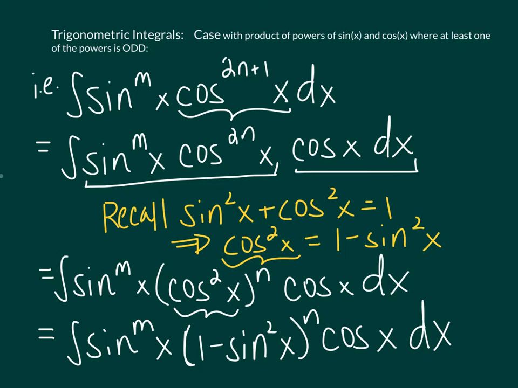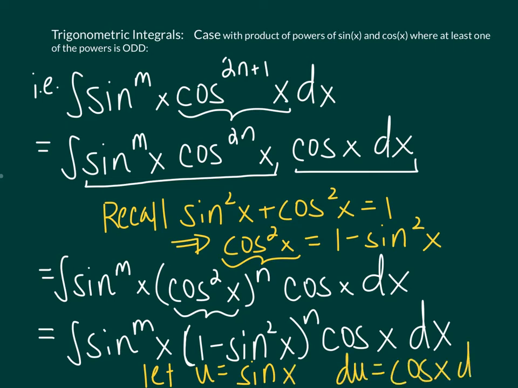Okay, and now we have ourselves in a good situation to do a u sub, because now notice, if we just let u be sine, then we have the du sitting right here. So if we let u be sine, then du is going to be cosine x dx, which is exactly what we have right here. And I'll be able to replace everything to be in terms of u and du, and then we can just integrate straightforward from there.